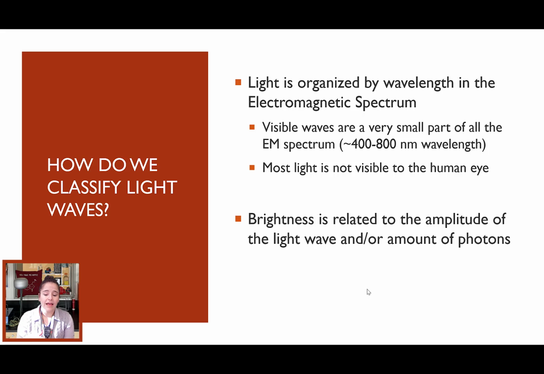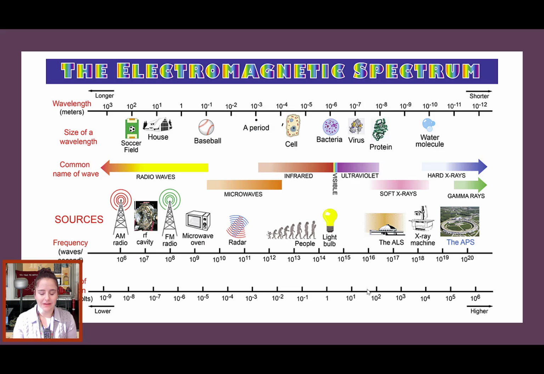Now, the brightness of light waves is related to the amplitude of the light wave, or you can think of it as the amount of photons, depending on if you're thinking in a wave or particle model. Okay. Now let's go ahead and look at this electromagnetic spectrum a little bit closer. Okay, this is what it looks like.